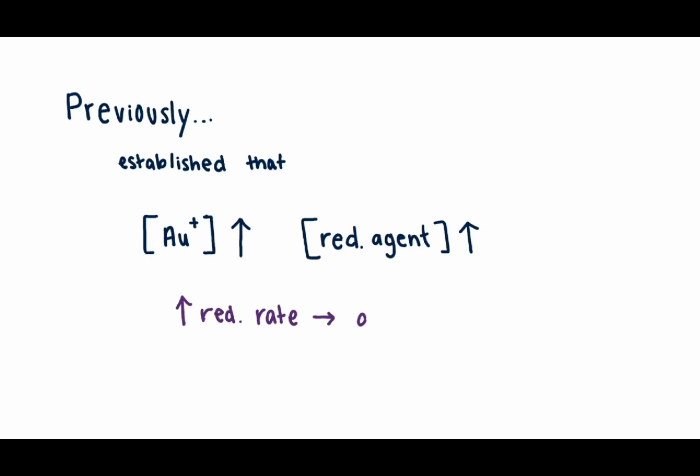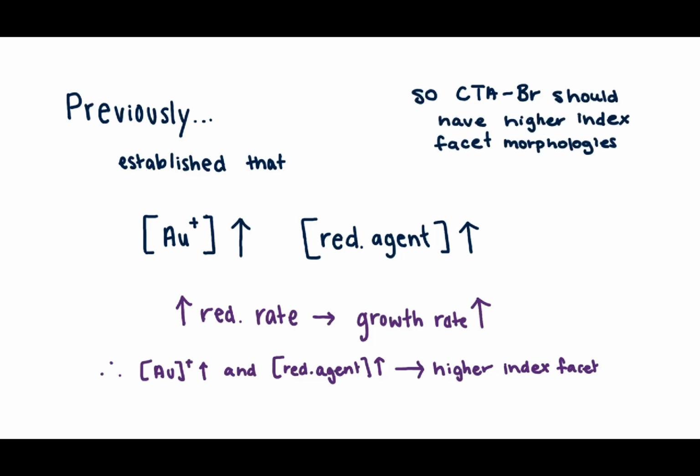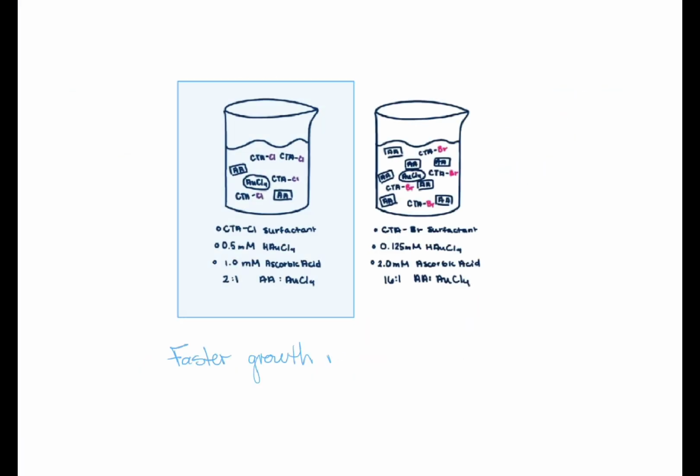Based on previous research, we expect that the 16-to-1 ratio would have the fastest growth rate, as increasing the concentration of reducing agent increases the rate of reduction. So we would expect the CTABr growth solution to have higher index facet morphologies. However, chloride solutions still had a faster growth rate than the bromide.